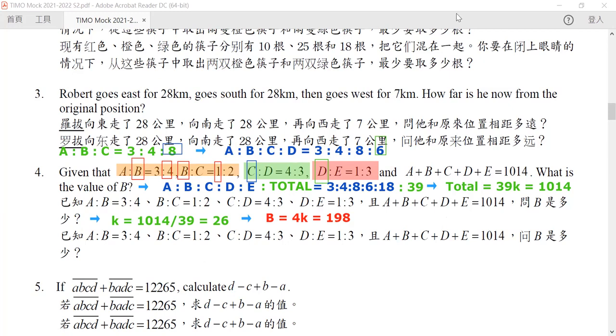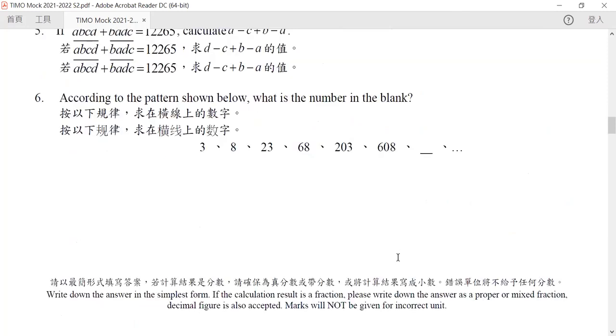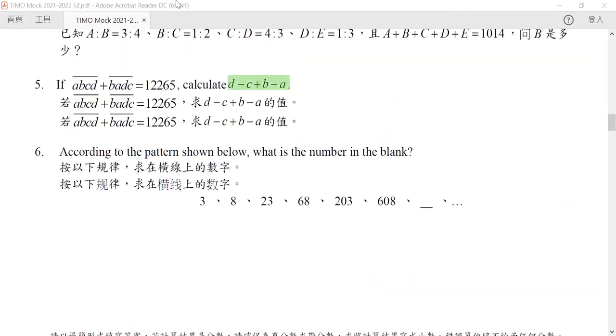Now, I would like to announce an errata for question number 5. Instead of calculating the difference, please change it to A plus B plus C plus D. This is an errata because the values within our expression have no unique answer otherwise.